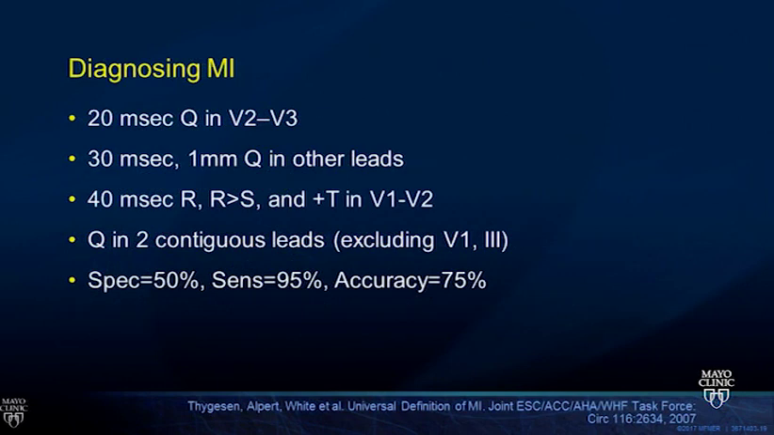Again, this sort of stuff is not new to you, but just keep it in mind to review it before you do the exam. Make sure you know what a pathological Q wave is. It's at least 20 milliseconds in the precordial leads and 30 milliseconds with 1 millimeter depth in the other leads. For a posterior or true posterior infarct, you want at least a 40 millisecond R wave and an R that's greater than S, with T wave inversion in those leads. And you also want a Q in at least 2 contiguous leads. Just an isolated lead, especially in the inferior leads, doesn't count.